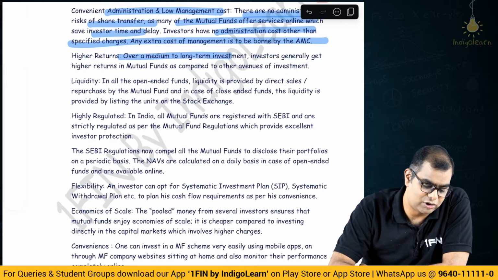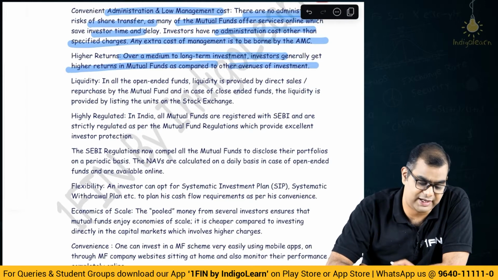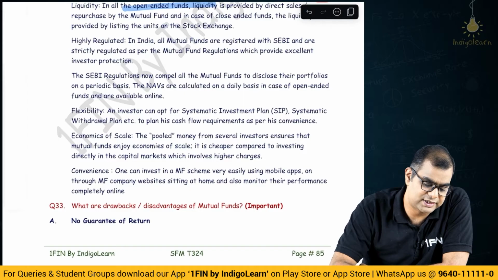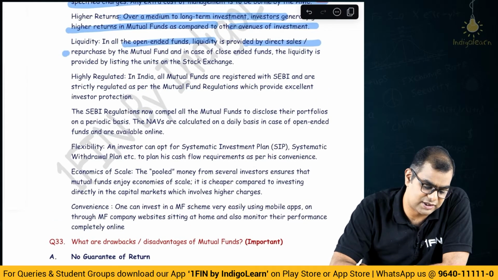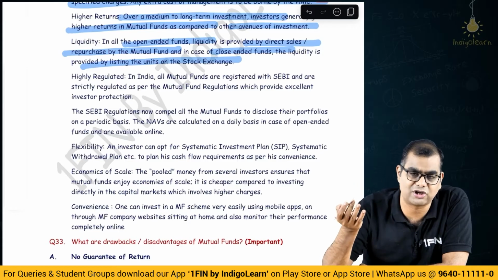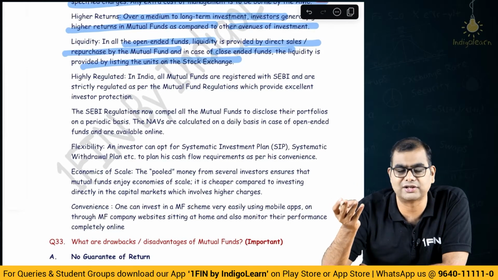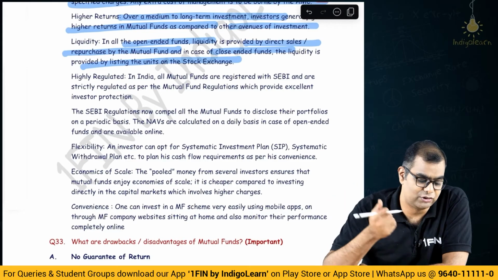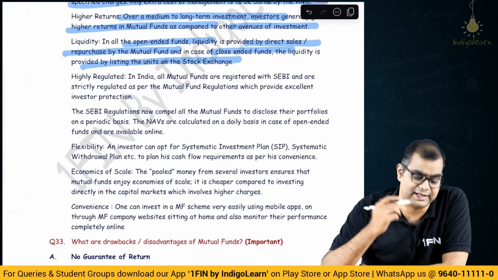Higher returns: over a medium to long term investment, investors generally get higher returns in mutual funds as compared to other avenues. Liquidity: for all open-ended schemes, liquidity is provided directly by the sale or repurchase of the mutual fund. In case of closed-ended, you can sell it on the stock exchange. If you invest in, let's say, real estate, there is very little liquidity, whereas mutual funds have very high liquidity.